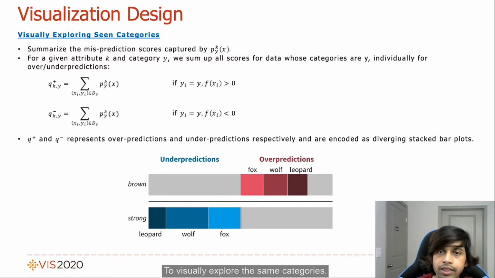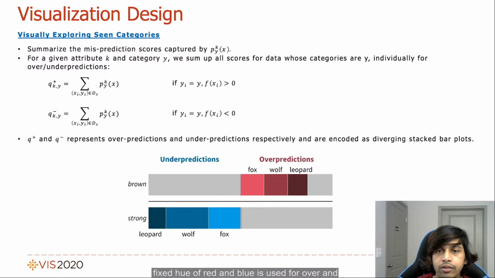To visually explore the seen categories, we take the misprediction scores captured by p_y of x for each of the attributes. We use a stacked bar plot where the individual bars are the categories selected by the user. A sequential color map for a fixed hue of red and blue is used for over and under predictions.